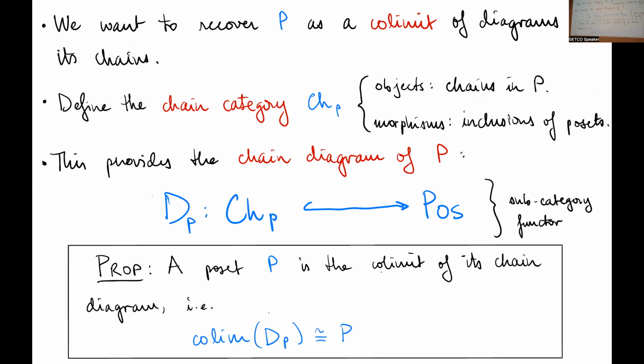Now, we can look at the category of chains in a given poset P. The objects are just the chains, and the morphisms are inclusions of chains. It's just the subdiagram in the category of posets given by the chains of P. We have an inclusion functor D_P, which sends the chains into the category of posets, and its colimit in the category of posets is exactly isomorphic to P, right?